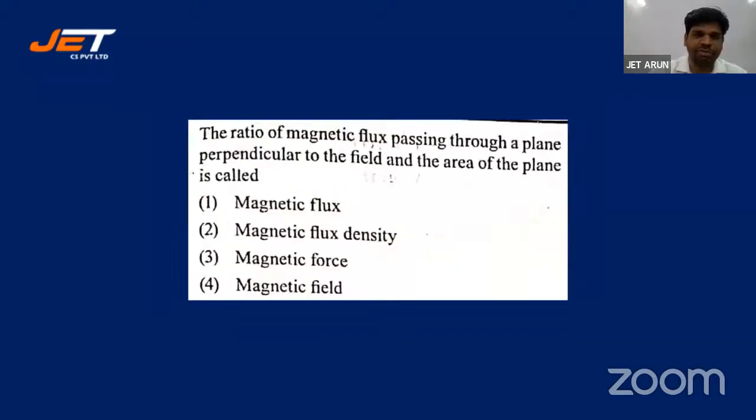Ratio of magnetic flux passing through a plane perpendicular to the field and area of the plane is called magnetic flux, flux density, magnetic force, magnetic field. This is the very definition of magnetic flux density, right? So he's asking the ratio of magnetic flux to the area of the plane perpendicular to the field. Yes, that's absolutely right.